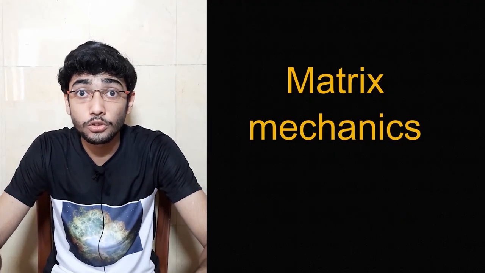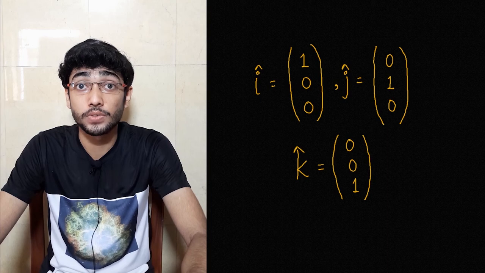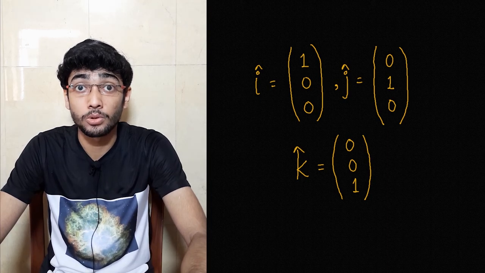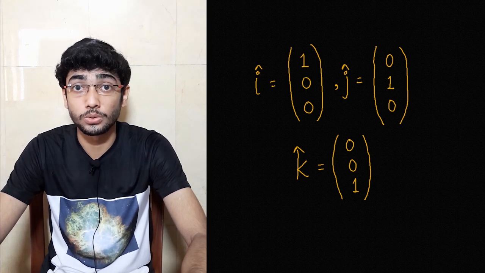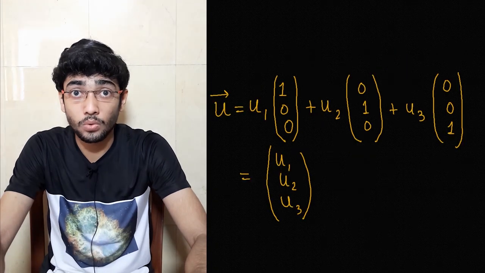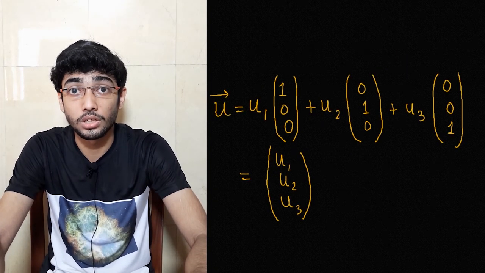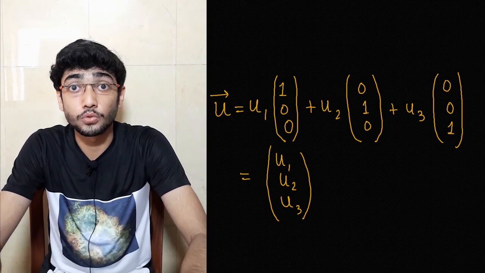Now we are diving into matrix mechanics. From now on, we are not going to represent the basis vectors as i cap, j cap and k cap. We are going to represent them as column matrices with one entry equal to 1 and all other entries equal to 0, where the number of rows equals the number of dimensions. From now on, if we want to represent a three vector, say vector u, then vector u equals a column matrix with entries equal to u1, u2 and u3.